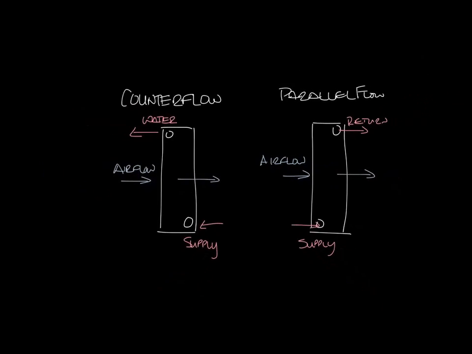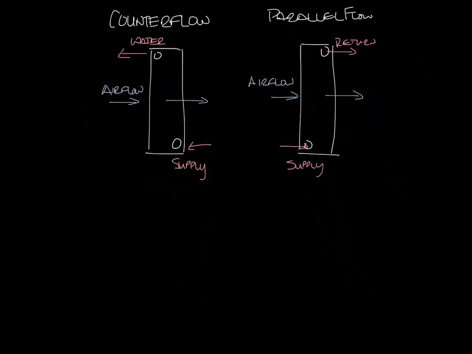So let me make a little more room. So one potential issue with parallel flow coils is the large temperature differential between the air and water temperatures. This can cause thermal stress on the material in the coil, and that could result in material failures over time.